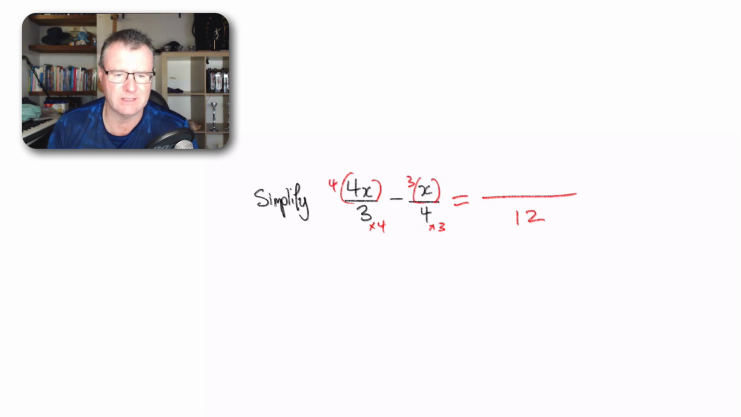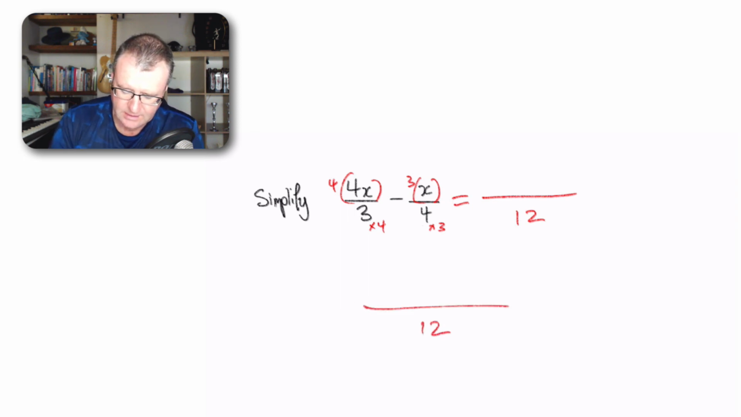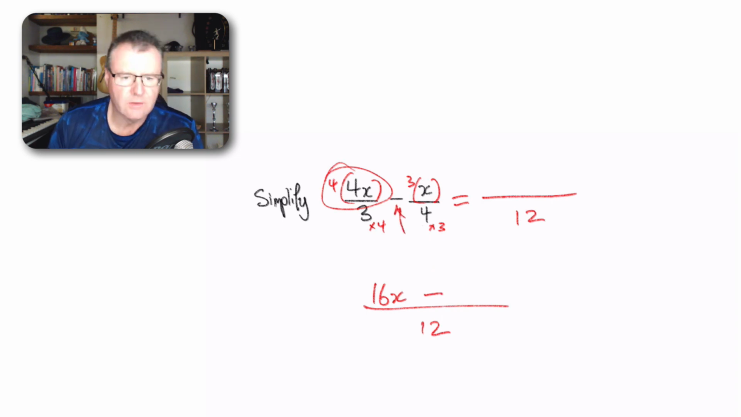Now I put them in brackets just to remind me that I'm multiplying that whole piece. I hope that doesn't confuse you. So my new denominator is 12. Let's have a look at these pieces. 4 times 4x is 16x. Minus, a daisy, right? Because I've got a minus in here. 3 times x is 3x.